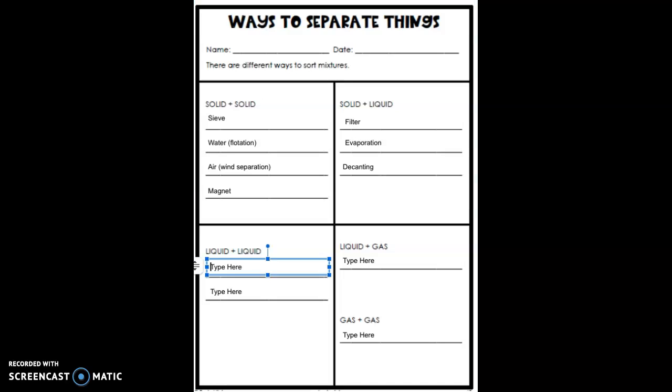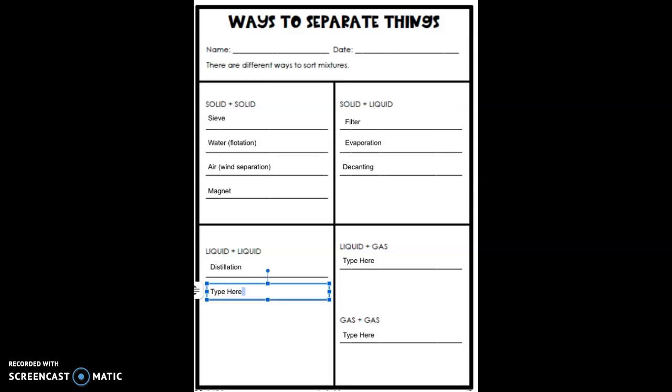Next, we're going to go to liquid and a liquid. So our first method for separating two liquids is distillation. Distillation is where you're going to heat two liquids that have two different boiling points, and then they turn to a vapor. For example, if I was boiling water and ethanol, ethanol boils at a lower temperature than water, meaning it will separate from the water and evaporate faster than the water will. So I'll be left with just the water when the ethanol has all vaporized.